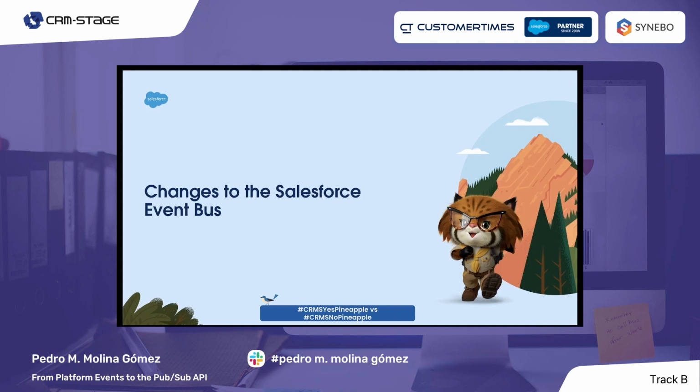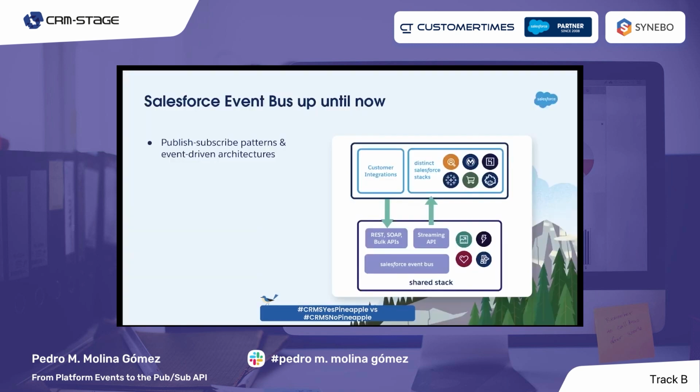So let's start with what's new in the Salesforce architecture about the Salesforce Event Bus. What do we have so far? For a number of years within the Salesforce platform, we've been creating dynamic and flexible solutions thanks to the publish and subscribe pattern and event-driven architectures. The Salesforce feature that enables us to build this kind of solution is the Salesforce Event Bus, which is a multi-tenant eventing service built on Apache Kafka.